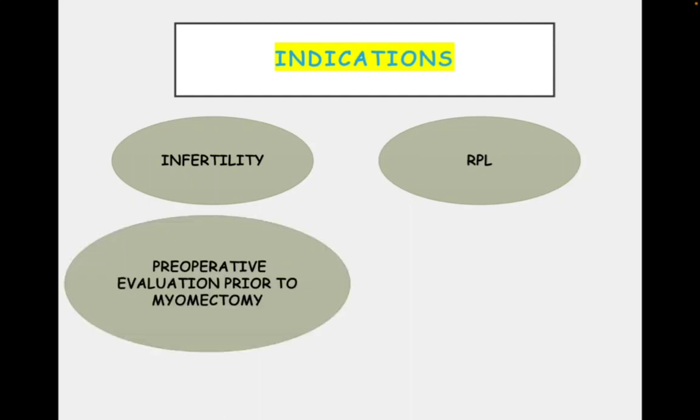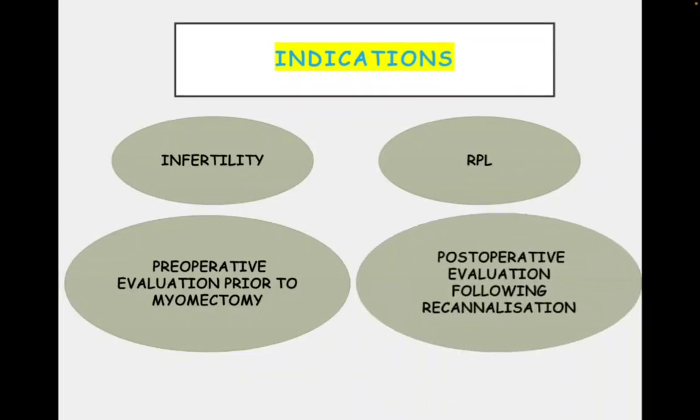Third is preoperative evaluation prior to myomectomy, it can be used. And fourth is post-operative evaluation following recanalization. So following recanalization, after say 3 months, we can check for the tubal patency.